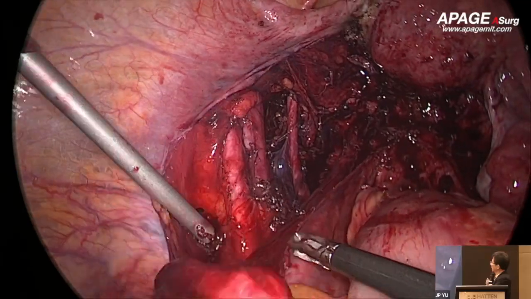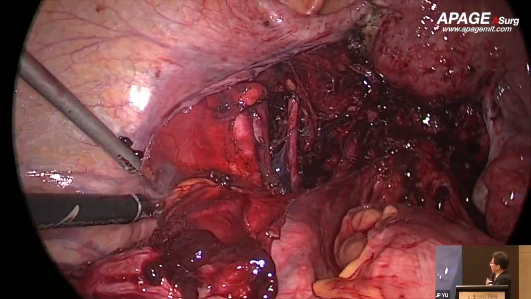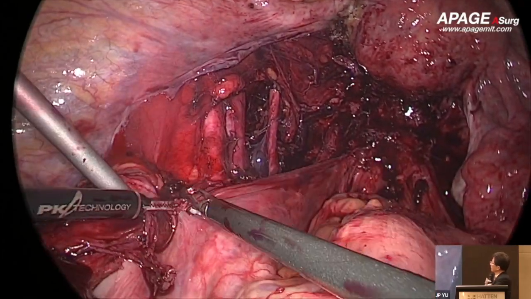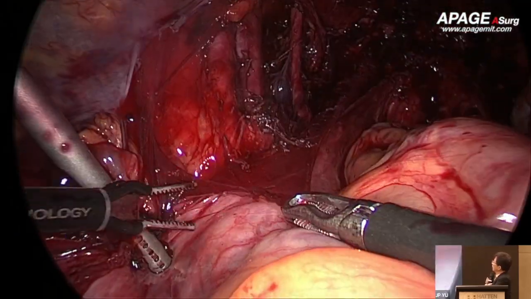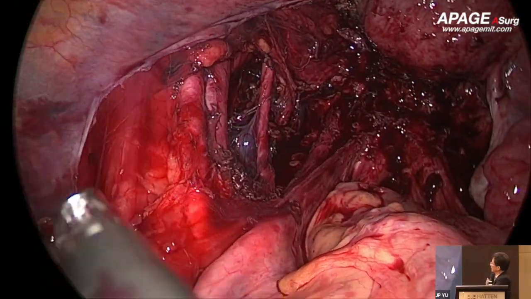Sentinel lymph node on the common iliac area. So we removed it again. Okay, so here in the deep endometriosis, just the same procedures, we should identify the ureters and open the parietal space on here.